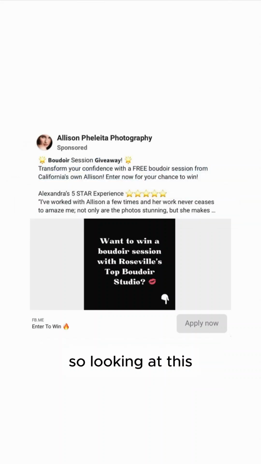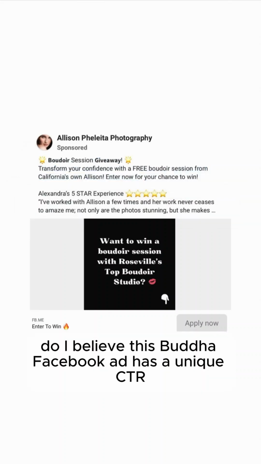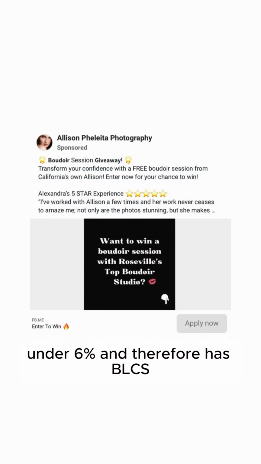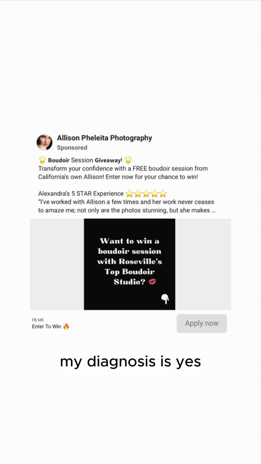So looking at this, do I believe this Boudoir Facebook ad has a unique CTRL under 6% and therefore has BLCS, aka Boudoir low click syndrome? My diagnosis is yes. I do believe it does have Boudoir low click syndrome.